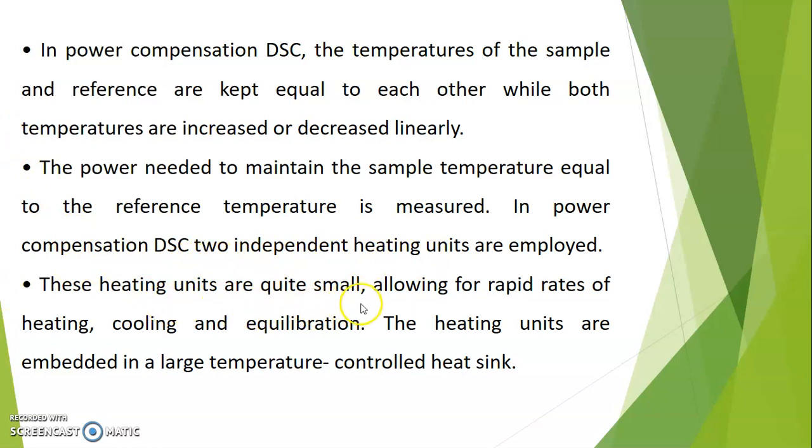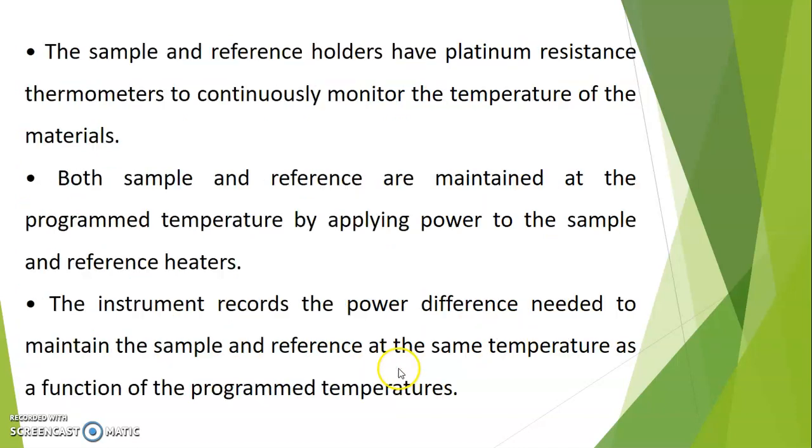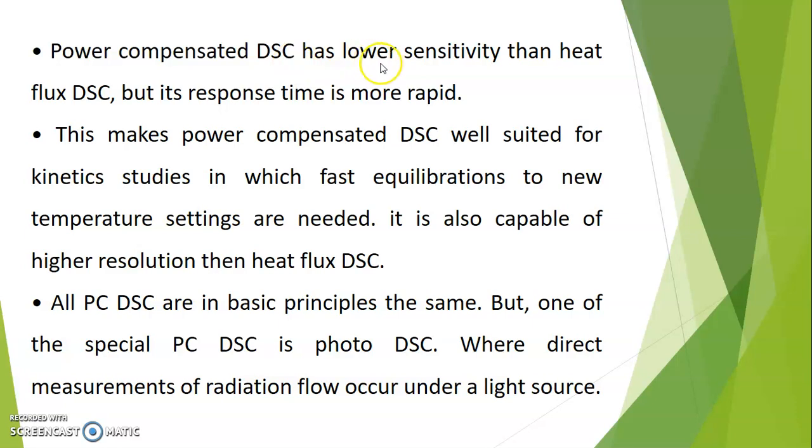These heating units are quite small, allowing for rapid rates of heating, cooling, and equilibration. The heating units are embedded in a large temperature controlled heat sink. The sample and reference holders have a platinum resistance thermometer to continuously monitor the temperature of the material. Both sample and reference are maintained at the programmed temperature by applying power to the sample and reference heaters. The instrument records the power difference needed to maintain the sample and reference at the same temperature as a function of programmed temperature. Power compensated DSC has a lower sensitivity than heat flux DSC, but its response time is more rapid as compared to heat flux.